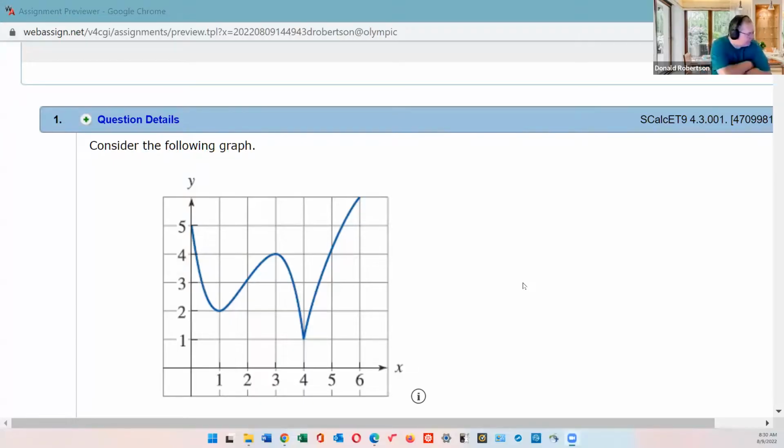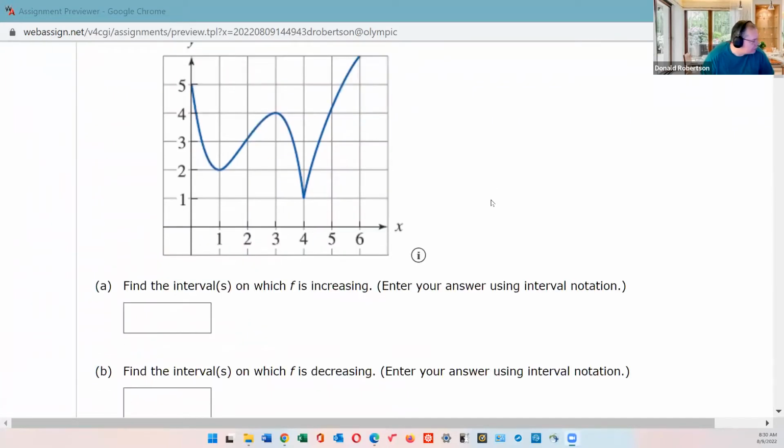So let's get started. Right, here's the function. And it's got down here, find the interval or intervals in which it's increasing. And interval notation is those brackety things that I was doing, right?